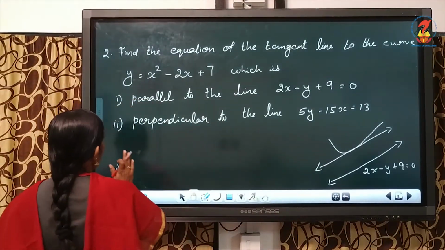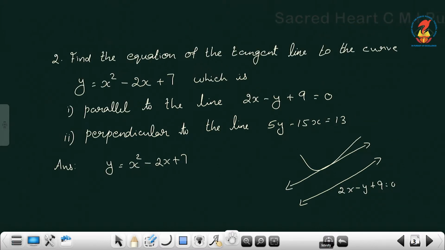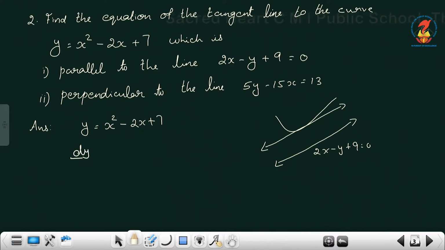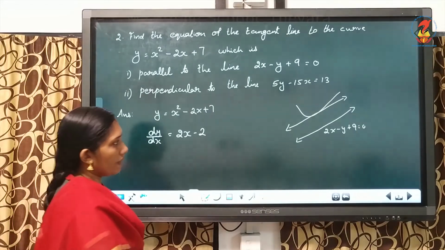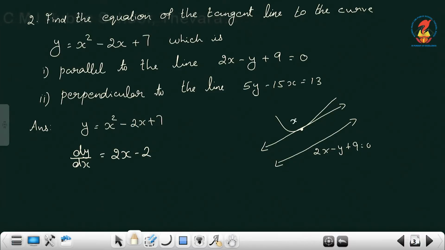So, first we can write the derivative. y is equal to x square minus 2x plus 7 is the equation of the curve. Now, what is dy by dx? dy by dx is equal to 2x minus 2. The point of contact is not given. So, let the point of contact, which we do not know, be x1 comma y1. So, this is the derivative only.